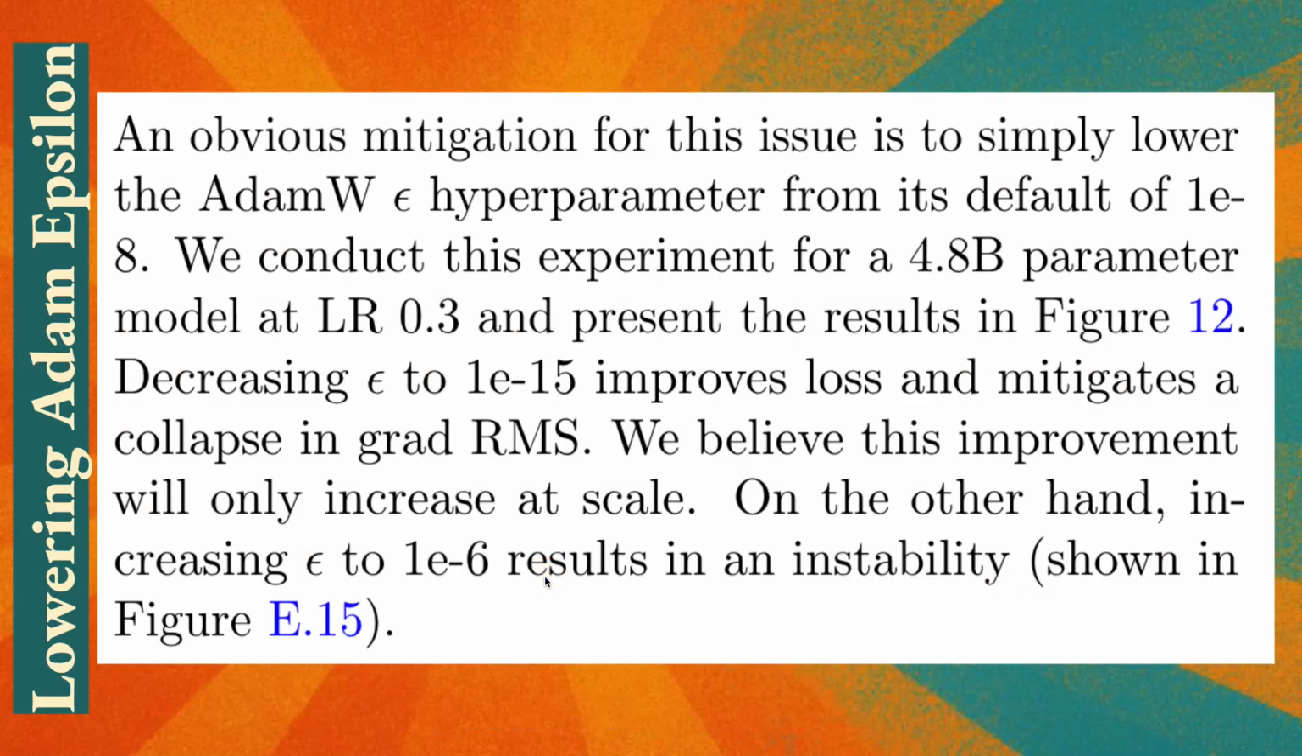So what is the mitigation for this issue? It's very straightforward. An obvious mitigation is to simply lower the AdamW epsilon hyperparameter from its default of 1e-8. So now we have more room for our gradient RMS to fluctuate. And they also increase it, and they show that that makes it worse.